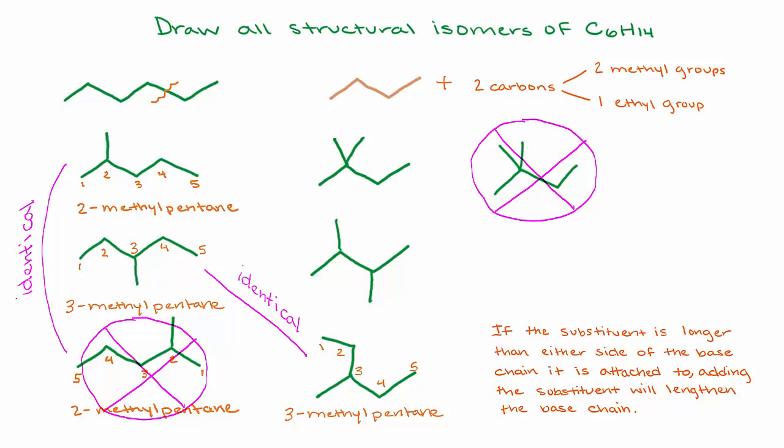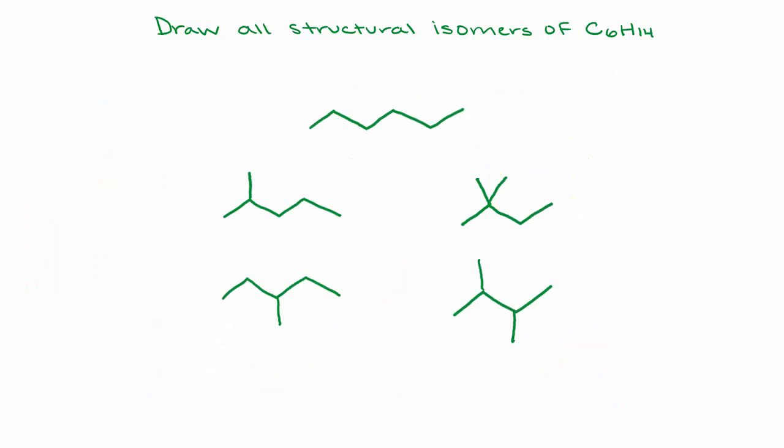As an important rule, if the substituent is longer than either side of the base chain it is attached to, adding the substituent will lengthen the base chain. Here, the ethyl group that we added was longer than the methyl group to its left. Its addition changed the base chain from butane to pentane. Here are the 5 structural isomers that we identified for hexane.